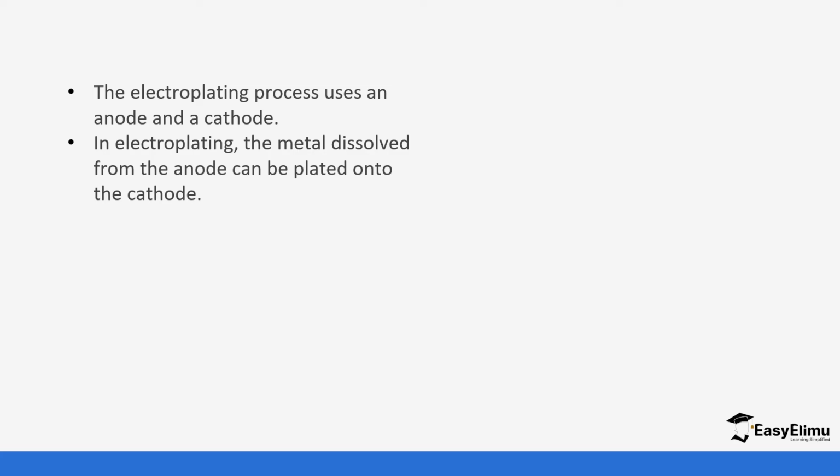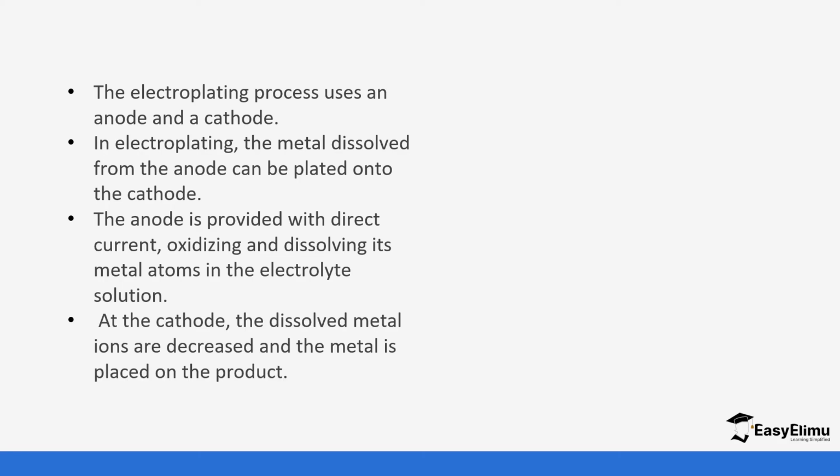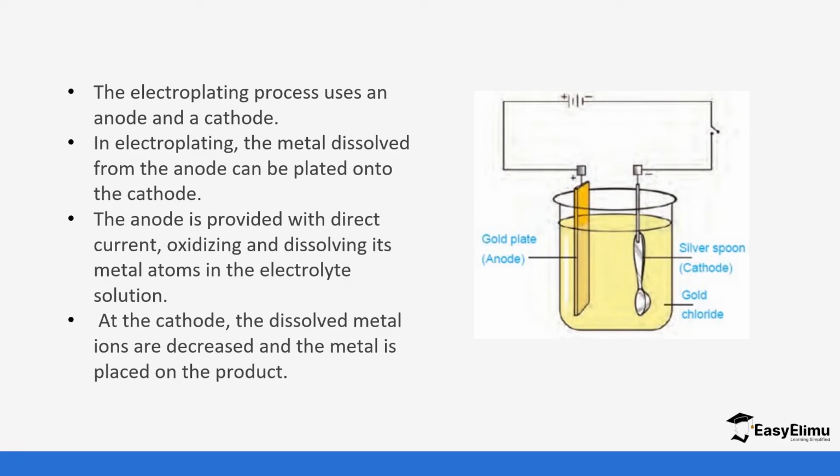So you put the gold at the anode because we want the gold to get into solution, and then at the cathode what happens is we place the earring in a solution containing gold ions so that the gold can also be discharged at the cathode. So the anode is provided with a direct current, oxidizing and dissolving its metal atoms in the electrolyte solution. And then at the cathode, the dissolved metal ions are reduced and the metal is placed on the product.